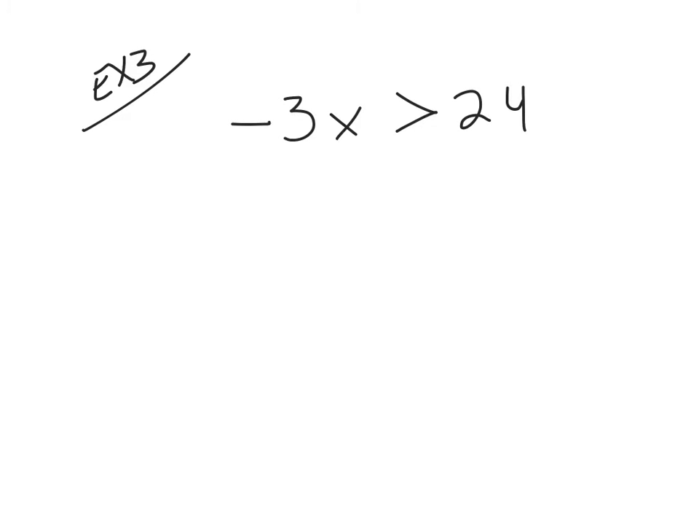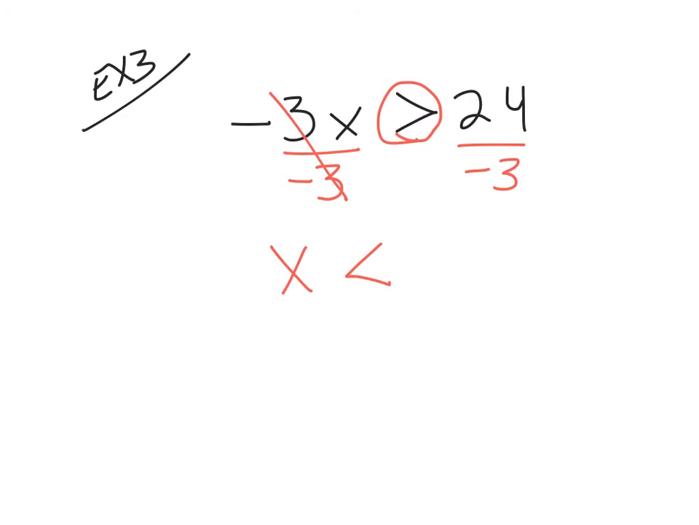All right, to get the x by itself, this is multiplication, 3 times x. So I'm going to divide to move that 3. Divide by negative 3. So these cancel. I'm left with x. I moved a negative, so I have to flip this sign. And so 24 divided by negative 3 is negative 8.